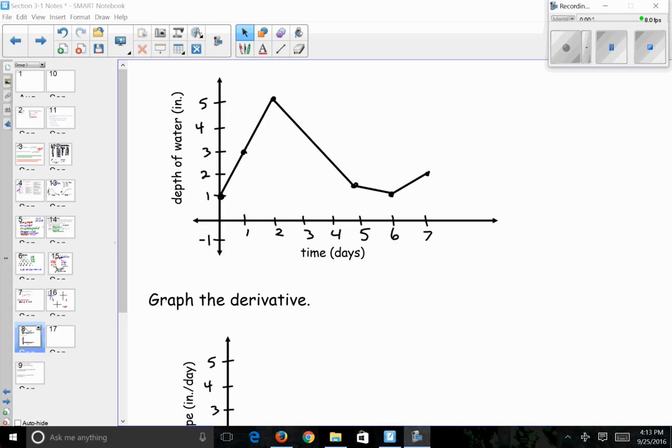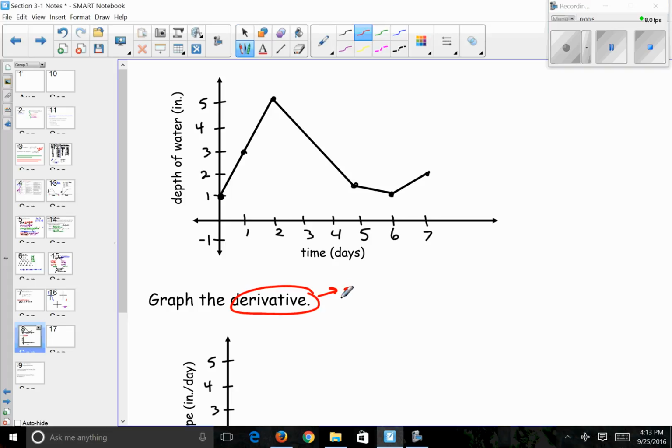So here I have a graph of water in a ditch on the side of a road, just because it's a situation that kind of amuses me. And if I wanted to graph the derivative of this, what I'm really talking about doing is I want to graph slopes. So in order to graph this, I need to figure out what are the slopes at different places on this function that I've got a graph given to me for.